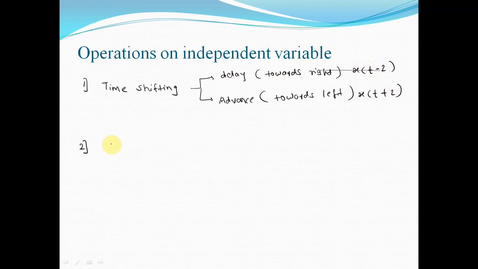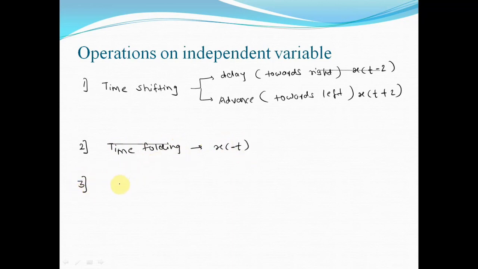Now the second operation is called a time folding operation. In time folding, we reverse or fold the signal about the vertical axis. So it is represented by x of minus t. It is also called time reflection.